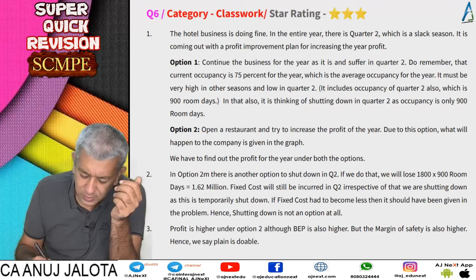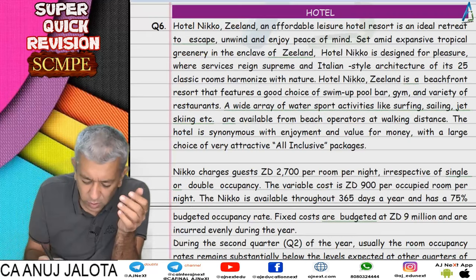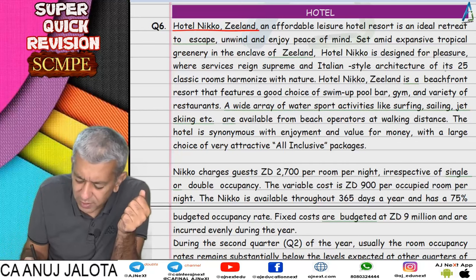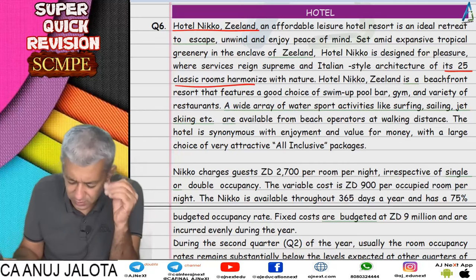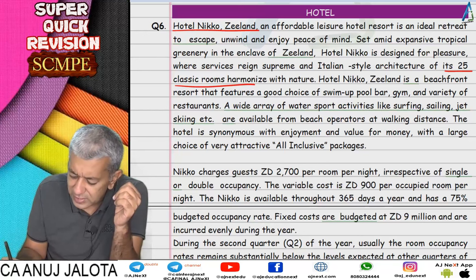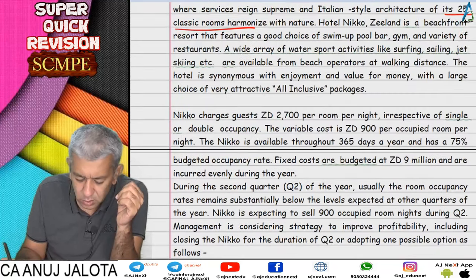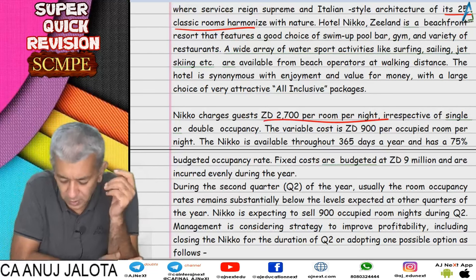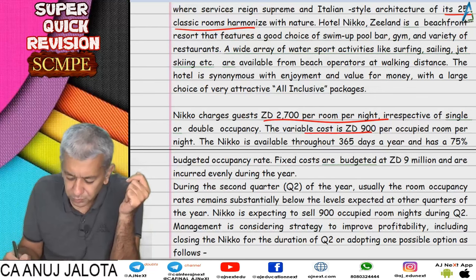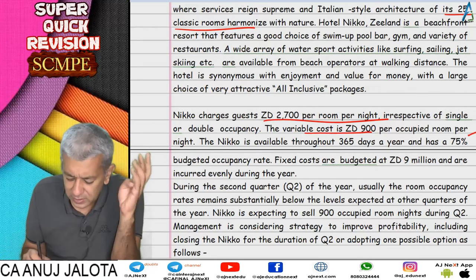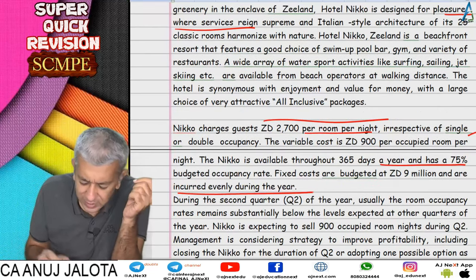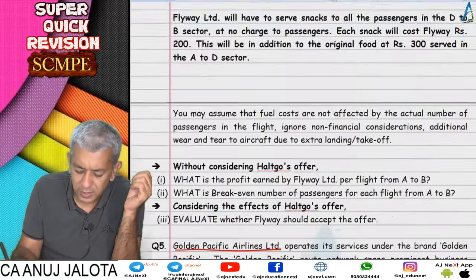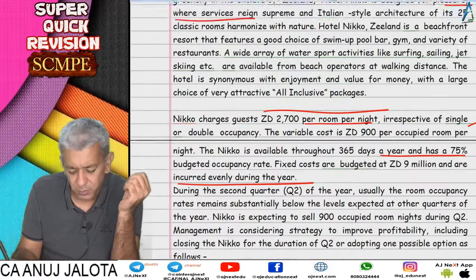Currently, there is a hotel which is doing business. Okay, Hotel Nikku or something. Now, it has 25 of the classic rooms, etc. Then, how much they charge to their customers is given to you, 2,700 per room night. The variable cost is given to you. 75% occupancy is there. Fixed cost is given, which is incurred uniformly throughout the year.